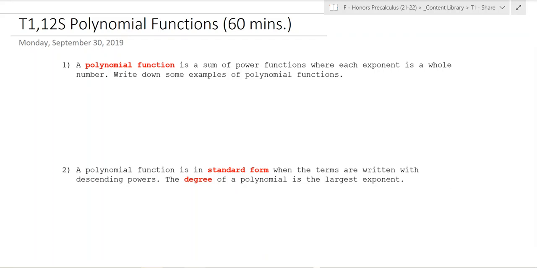We are jumping into polynomial functions today. It's a big day. It's very exciting. A polynomial is the sum of power functions where each exponent is a whole number. This is really important, a whole number.